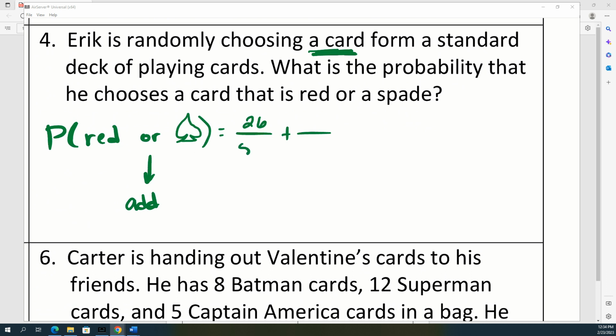Okay, do you guys know how many red cards there are? 26 out of a total of 52. Now both of these denominators should be the same. It's the same deck of cards. Do you know how many spades there are? 13. Right, and then when you add those together, it reduces down to 3/4.